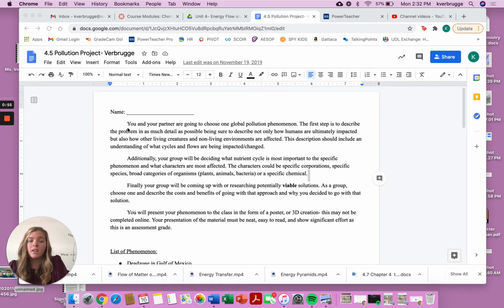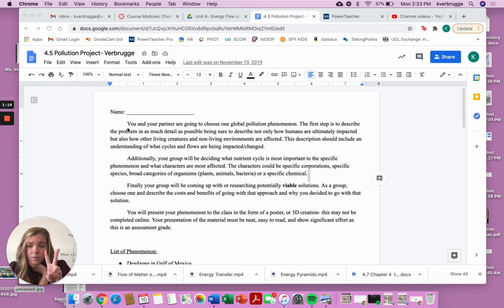The important characters could be specific corporations that are causing the issue or solving the issue, specific species that are causing the issue or also helping the issue, broad categories of organisms, or a specific chemical that's involved in the situation as a whole. And then finally, you'll be coming up with some viable solutions.